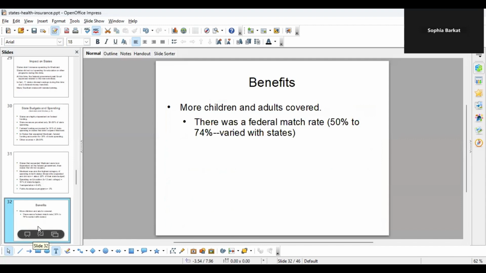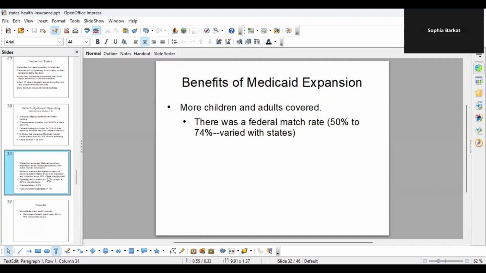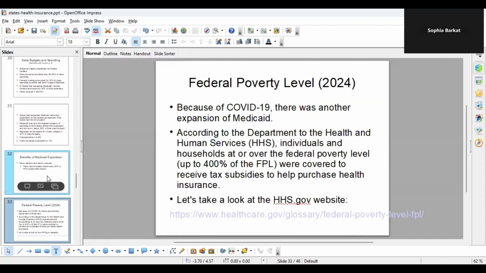More children and adults, however, were covered. So this was a benefit of the Medicaid expansion. And there was a federal match rate between 50% to 74%, depending on the states. So this is quite a lot of information. One thing we didn't talk about was, what is the federal poverty level?